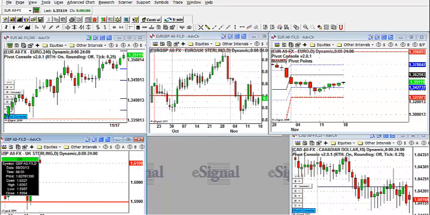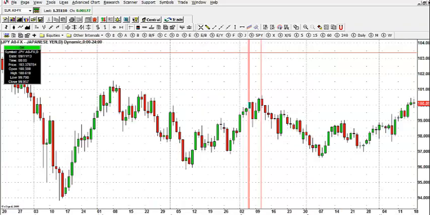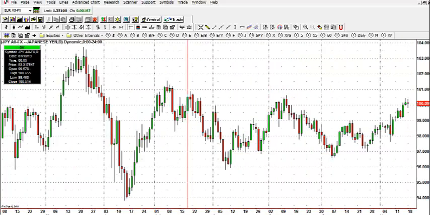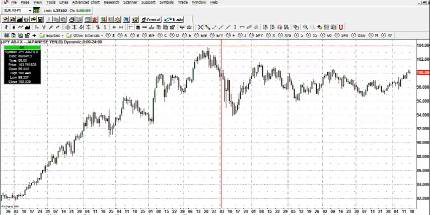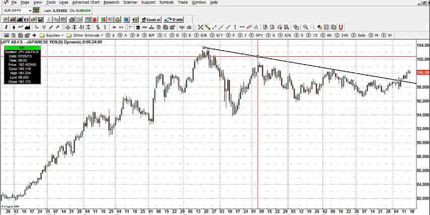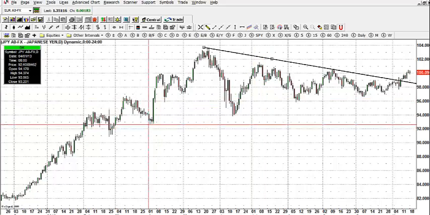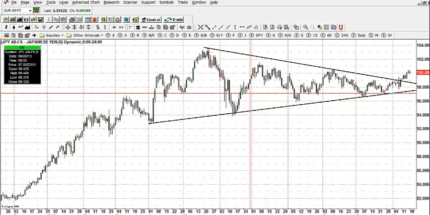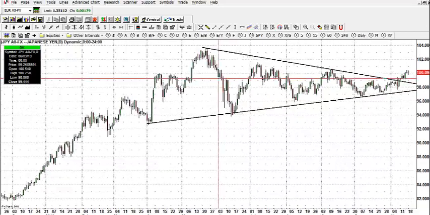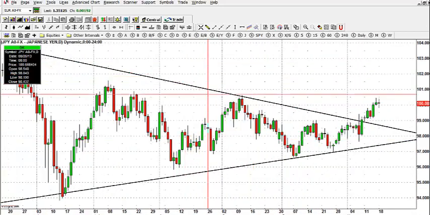Okay, taking a look at the Japanese yen. This market was in a triangular consolidation pattern, and we see that the market broke out of this consolidation last week. So the momentum has returned to the upside in this pair.